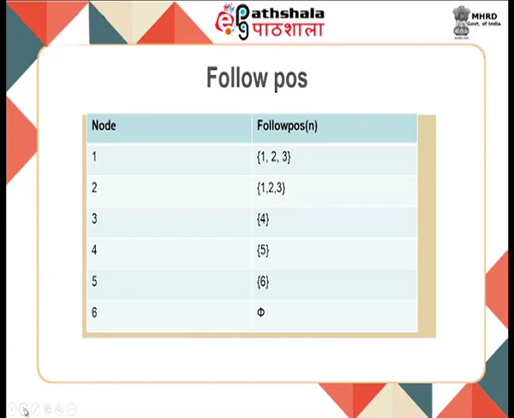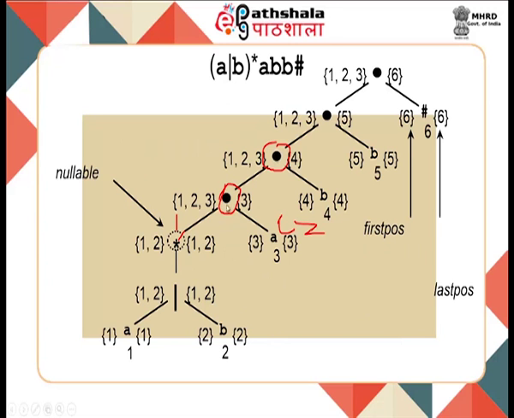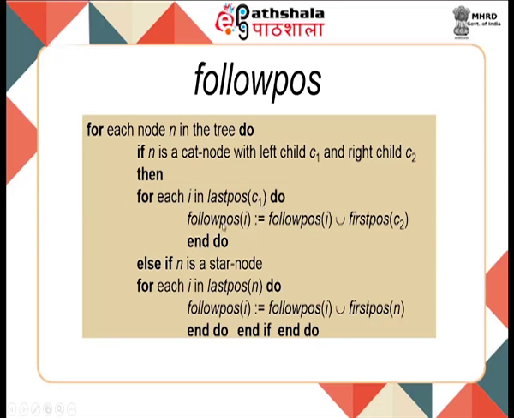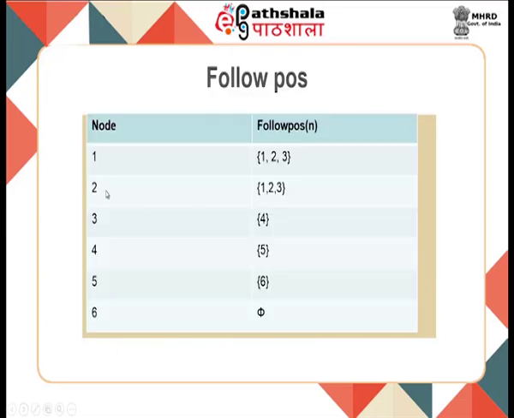Okay. And then if you remember, for the remaining logic, if it is a cat node, I will go to the next node here. We have done with reference to this. For this, I have 1 comma 2 comma 3 and a 4 here. Okay. So, for each i in last position of C1, this is my last position of C1, which is 3. So, 3 will basically have first position of B, which is 4. That is how I have 3 will have 4, 4 will have 5, 5 will have 6 and 6 does not have anything.